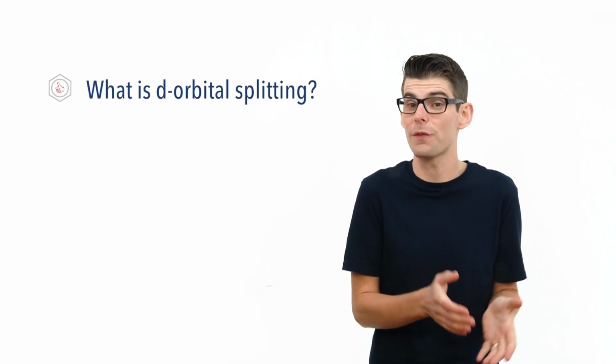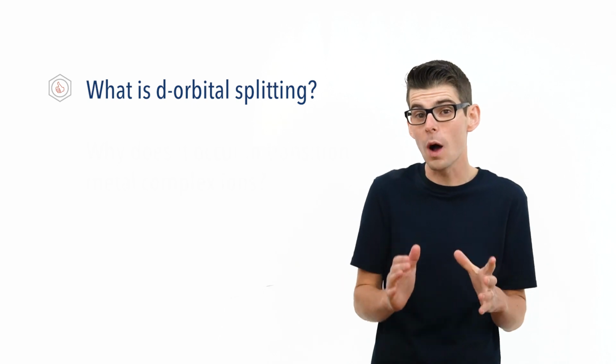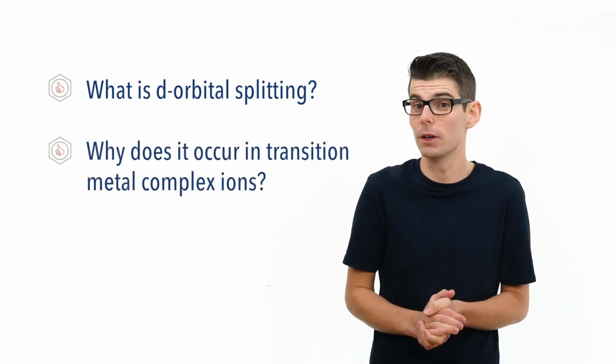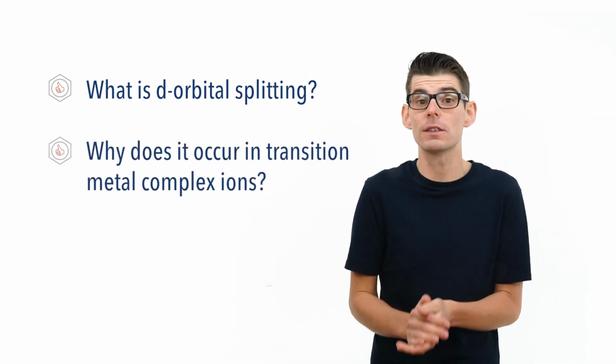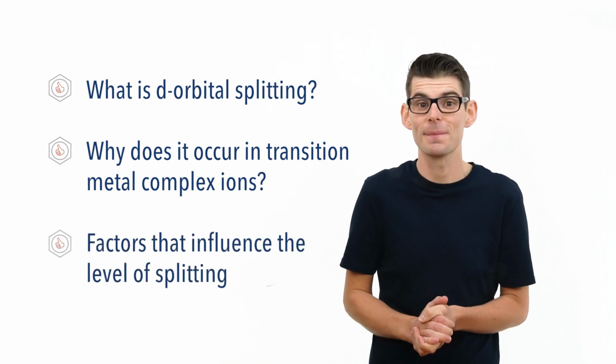In this video, we're going to look at d-orbital splitting. We're going to talk about what d-orbital splitting or crystal field theory actually is, why it can occur in transition metal ion complexes, and the factors that can affect the level of splitting.